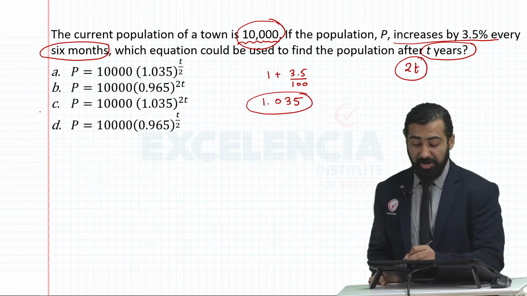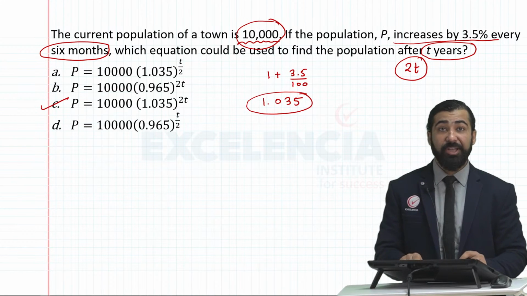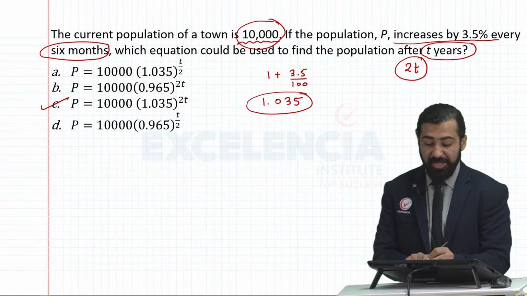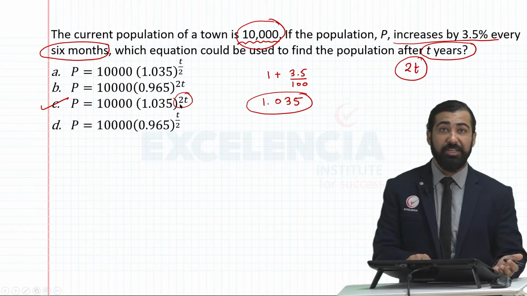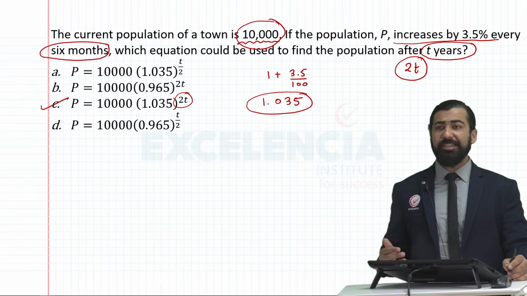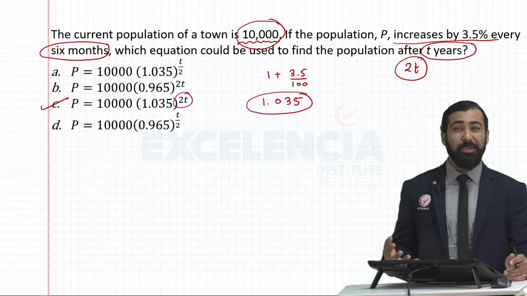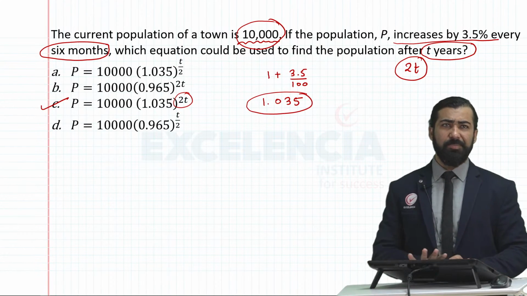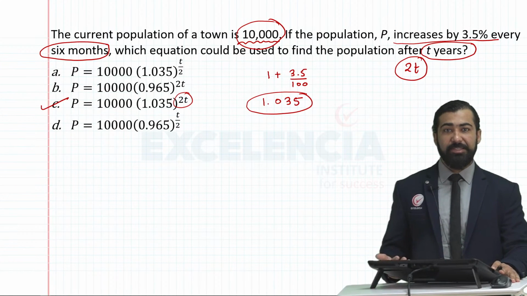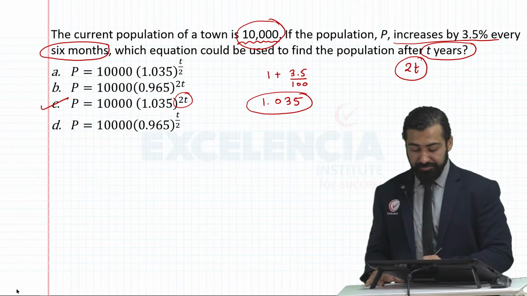So we can see that option C has starting point 10,000, growth factor 1.035, and we are increasing twice a year, 2T. So that becomes our answer. Generally, they wouldn't give you a very complicated question. Questions would be very simple, as this was. Okay, let's look at another question on the same.